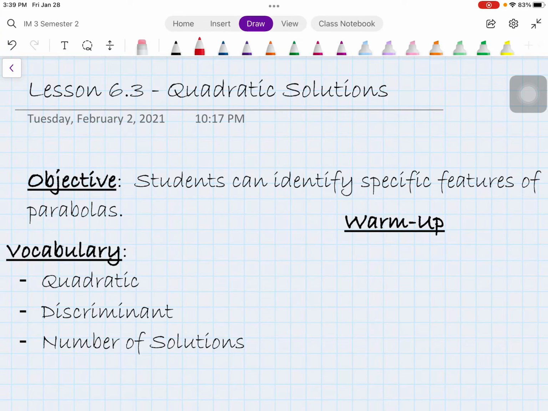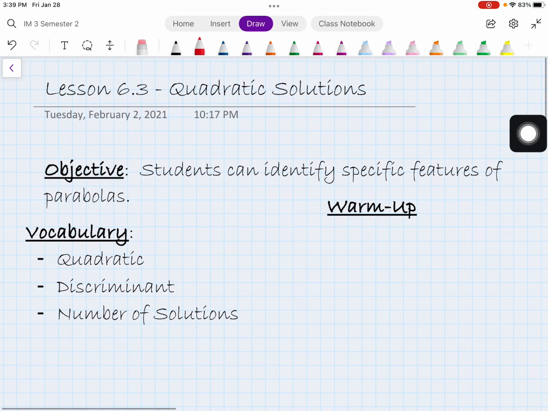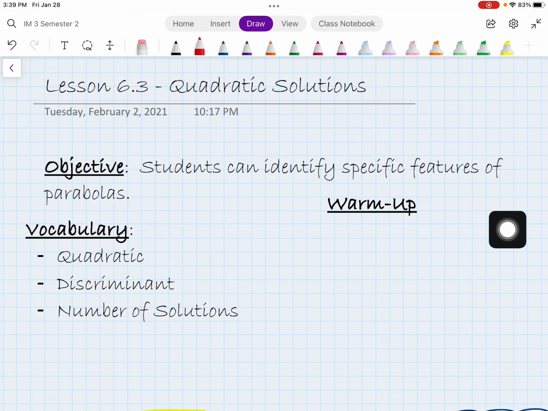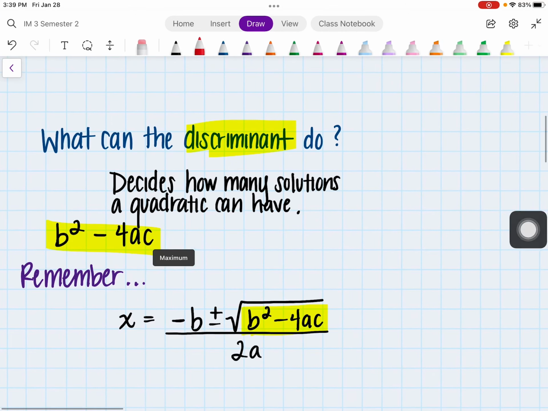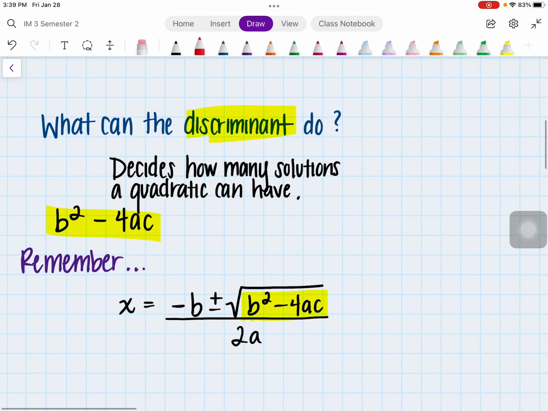Alright, you guys, let's go ahead and get started here with lesson 6.3. This is quadratic solutions. In this case, we want to find solutions to quadratic equations, and we're going to do that by using the discriminant. So starting off, we want to talk about what the discriminant is, and it basically decides how many solutions a quadratic equation has.